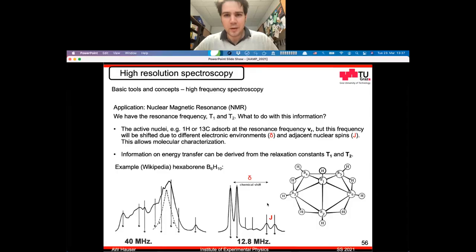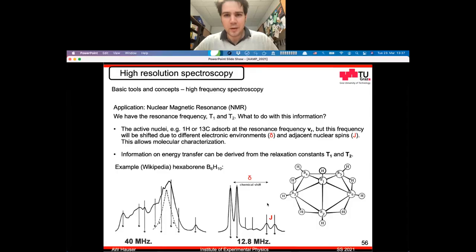And here I have taken one example from Wikipedia, hexaborane B6H10. It is something that I tend to ask at examinations sometimes. If you look at the two spectra, you can see one which is in the range of 40 megahertz and the other one around 2.8 megahertz, and you can see some structure.